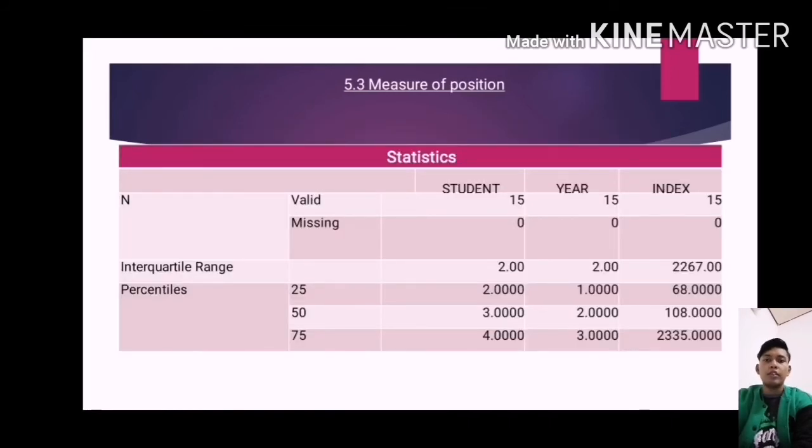Next is measure of position. For measure of position, the difference between manual calculation and SPSS output for first quartile is negative 283.75. Third quartile is 55.75 and the interquartile range is 339.5. The minor difference in the first quartile, third quartile, and interquartile range proves that the result from manual calculation is almost the same as the result from SPSS output.